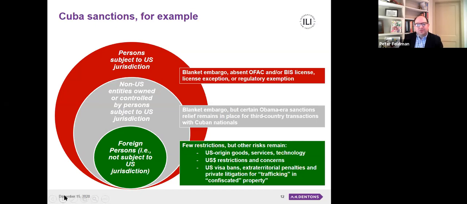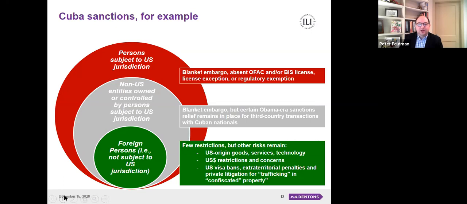So when it comes to Cuba, just to walk it through for a minute, we do have a blanket embargo, to be sure, and it applies to persons subject to U.S. jurisdiction. And that means anybody who is a citizen or a permanent resident of the United States, anybody who's in the United States physically, any company that's organized under the laws of any U.S. jurisdiction, and it means any entity that's owned or controlled by any of these people. So a U.S. citizen owns or controls an entity outside the United States, that entity is still subject to comply with the embargo on Cuba.